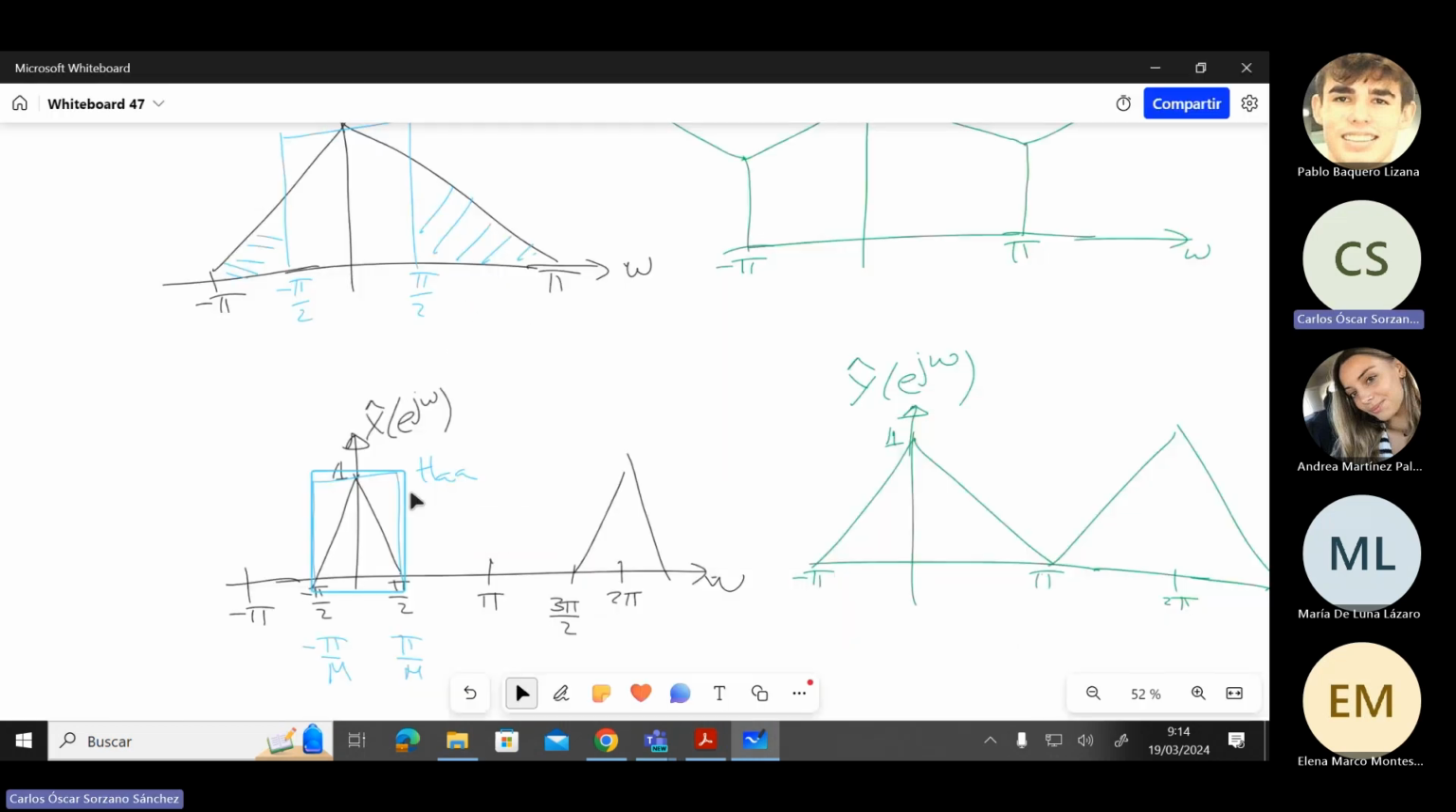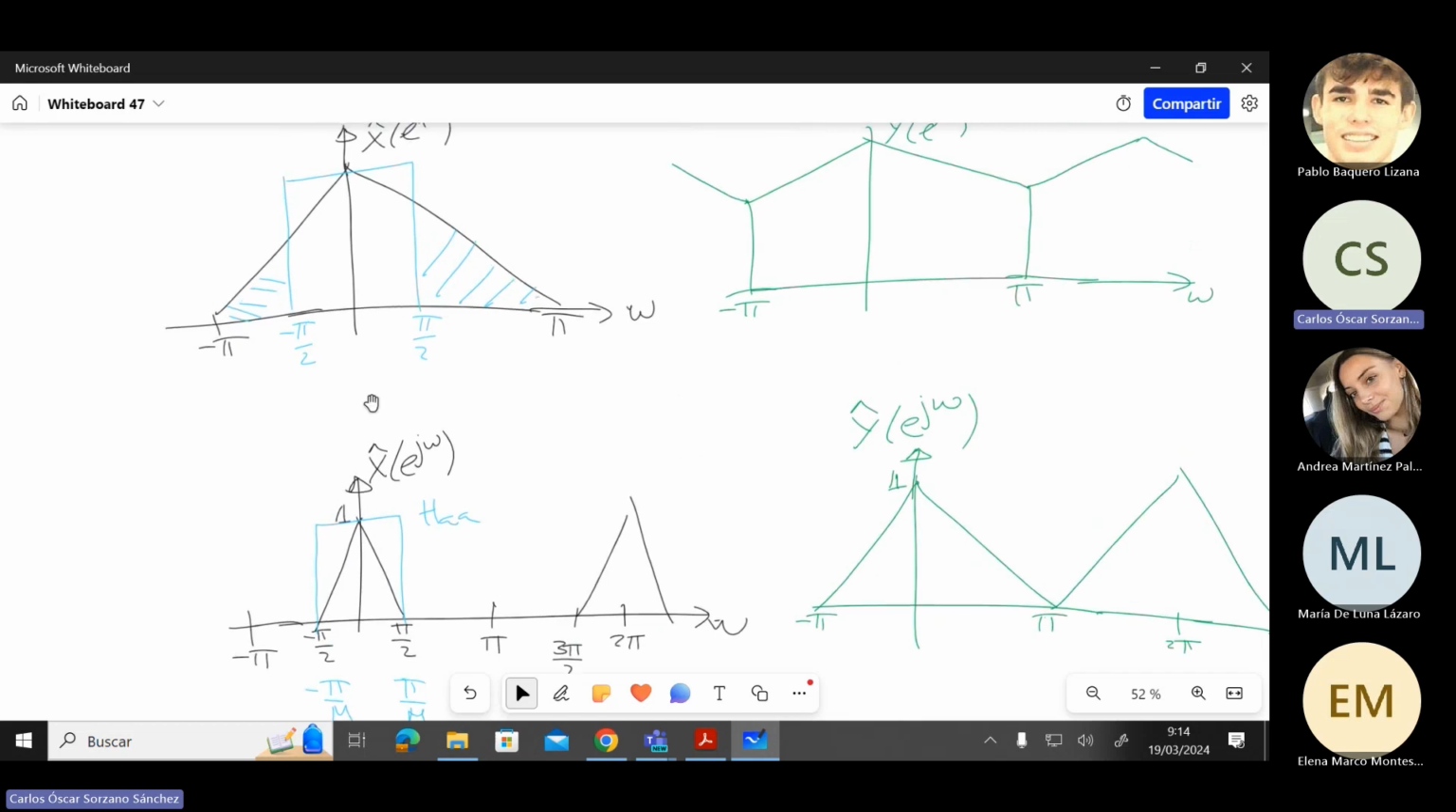This one's good. Which is your question? Why there is no aliasing now? So this is before decimation. This is after decimation.